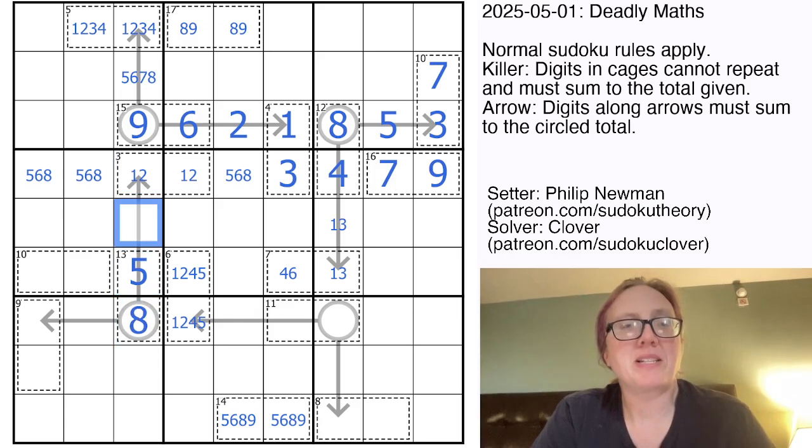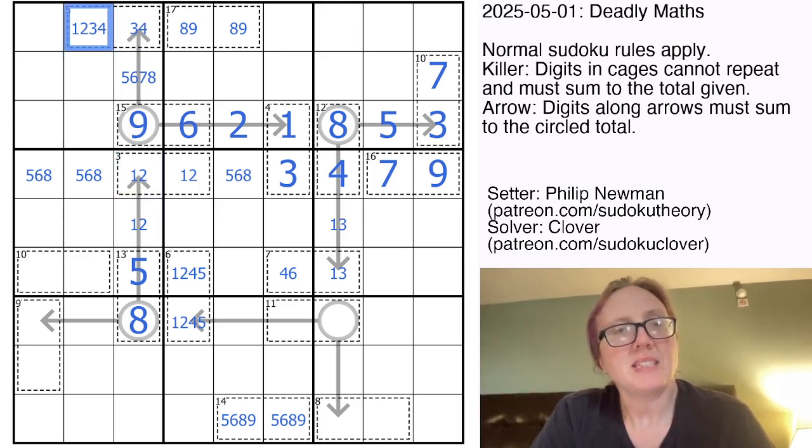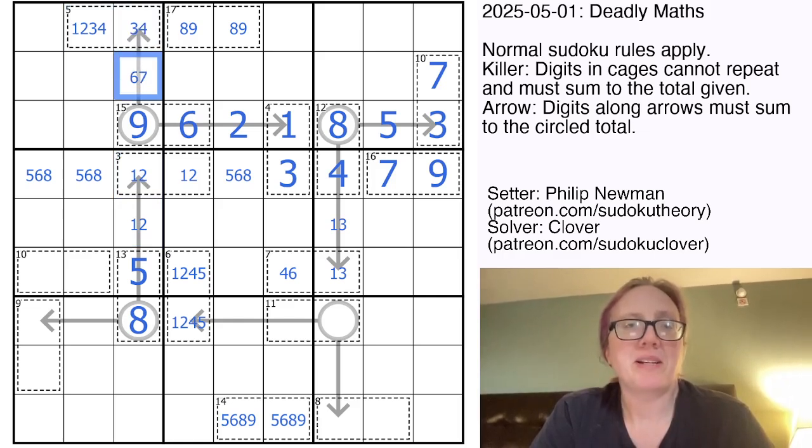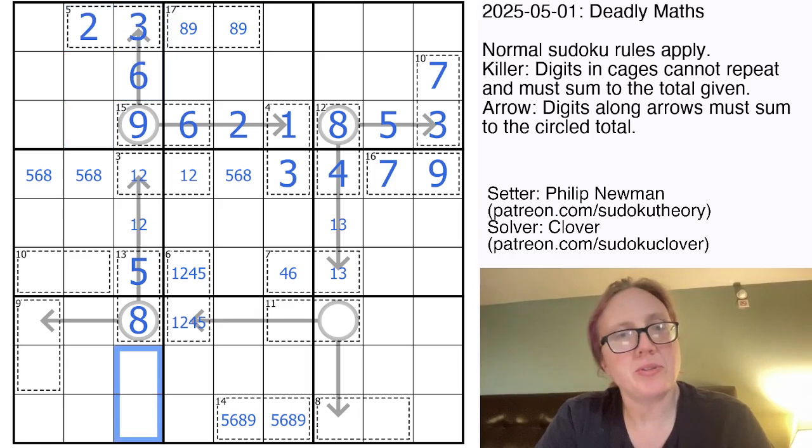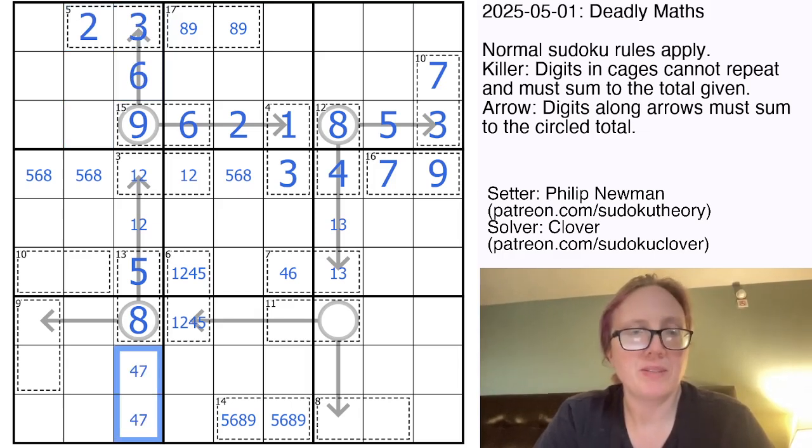And the only way to make that total exactly 8 is to have the other 2 digits be 1 and 2. So we can eliminate 1 and 2 from here. And we can also eliminate 5 and 8 from here, and so the only remaining way to make a sum of 9 in these two cells is for them to be 3 and 6, which puts a 2 right there. And the remaining 2 digits in the column are going to be 4 and 7.